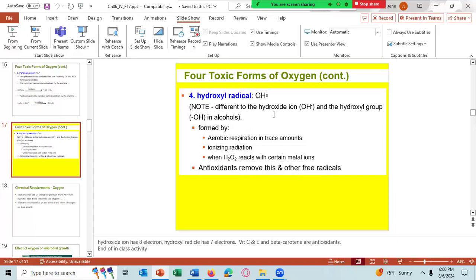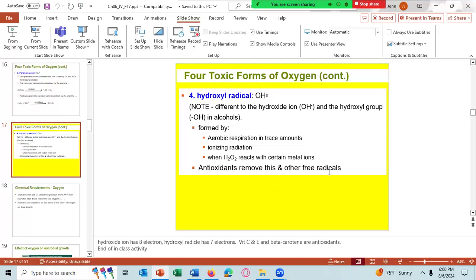One example of an antioxidant is vitamin C and vitamin E. They can combine with the hydroxyl radical and then eliminate it. That does use up the vitamin C or the vitamin E, but you don't want hydroxyl radicals around. And like I said, we have antioxidants to remove hydroxyl radicals. Any question about any of that?